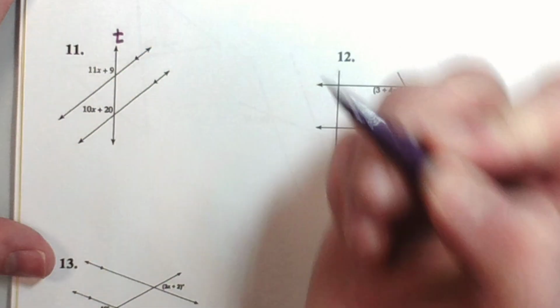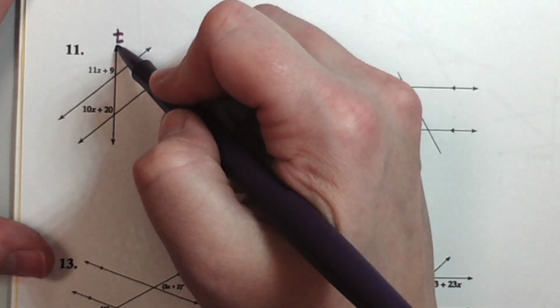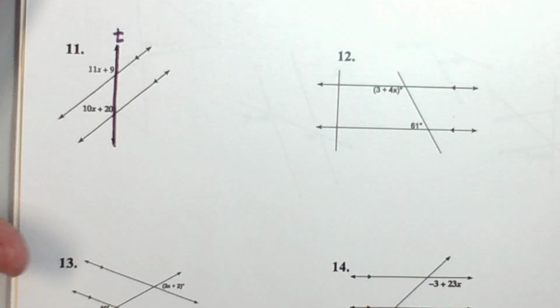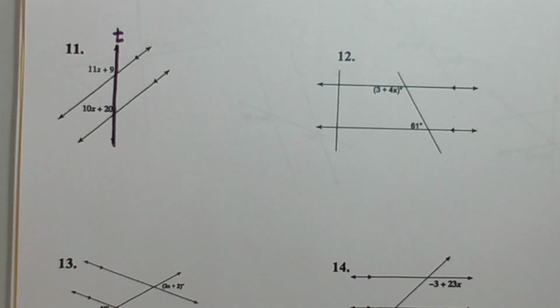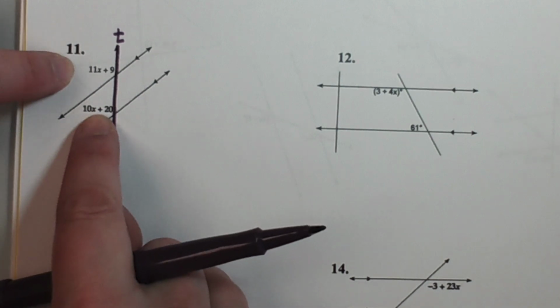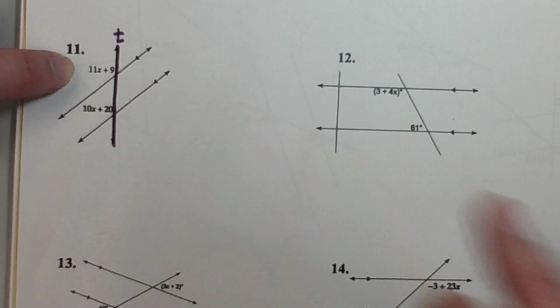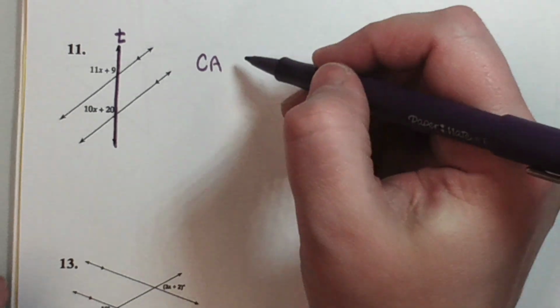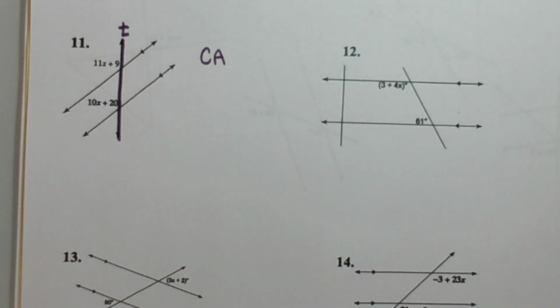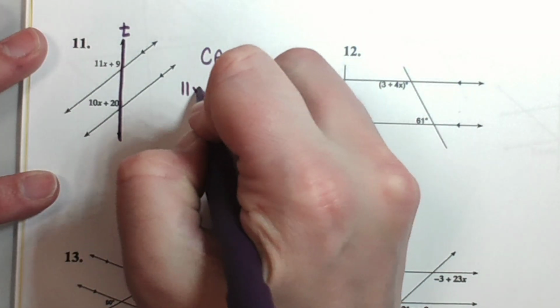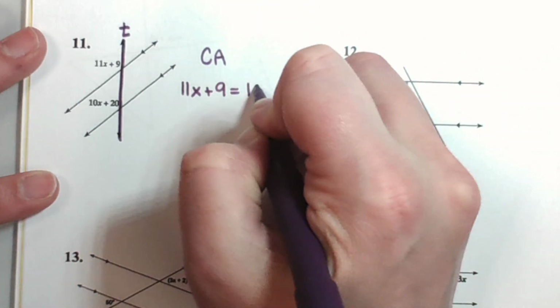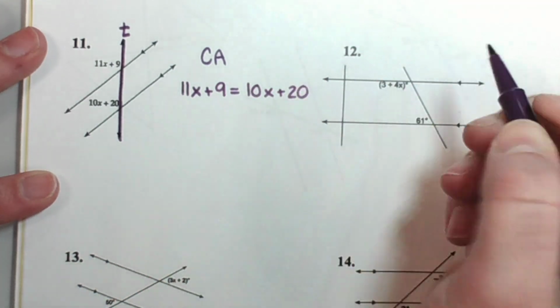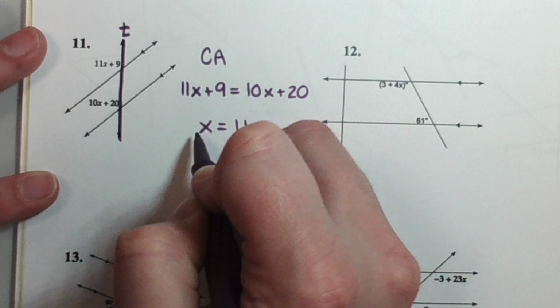Here's my transversal. Are those angles on the same or opposite sides of it? Same. Interior, exterior, one of each. One of each. And they do not share a vertex. This one goes to this corner. CA, corresponding angles, which are congruent. 11x plus 9 equals 10x plus 20. X is 11.